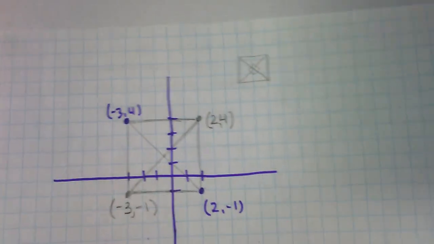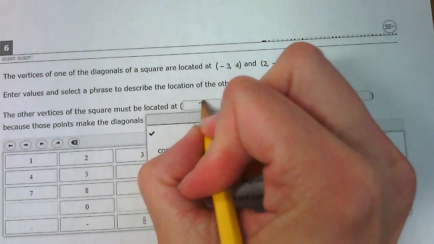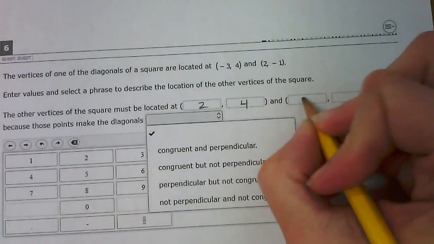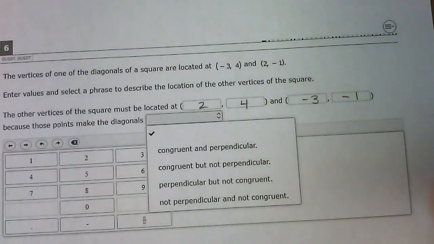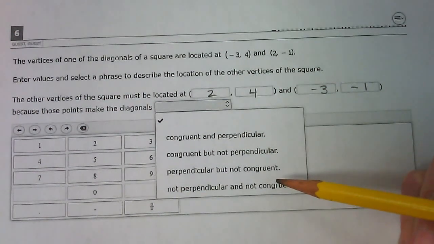Okay. So now I have to put those in my answer sheet. So I would have a 2, 4, and a -3, -1. And then I have to read through these choices to see which makes sense.